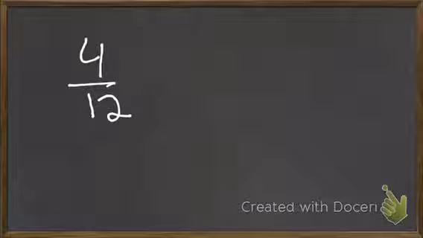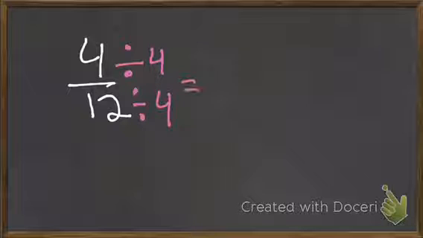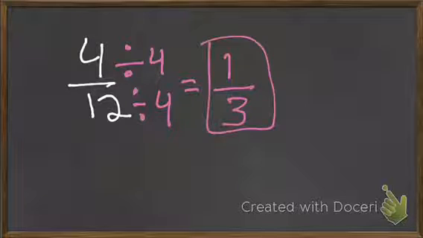You want to use a number that 4 and 12 both divide by evenly. Okay? In this case, we're going to use 4, because 4 divides by 4 and 12 divides by 4. 4 into 4 is 1. 12 into 4 is 3. Now 1/3 cannot reduce any more. So that will be your answer.